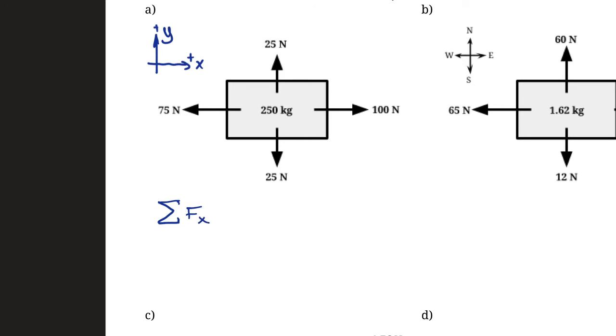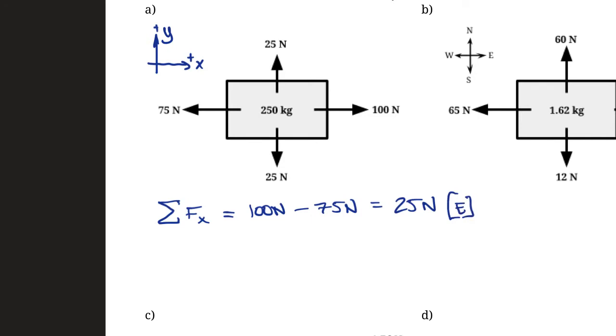That's what that means. So the sum of the forces in the x direction is, well, remember we said that right is positive. So this force right here is going to be positive 100 newtons. And then this force right here, because it's going the opposite direction, is going to be negative 100 newtons. Or sorry, negative 75 newtons. So the sum of the forces in the x direction is just going to be 25 newtons, right? And we know that the positive x direction is east, so we can actually just put here east to make it a little bit easier for us.